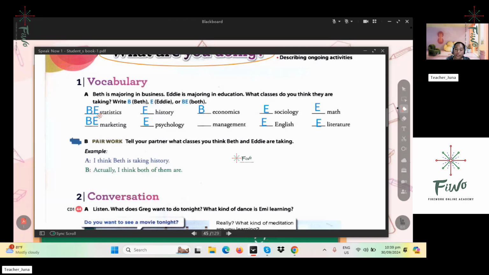Okay, your answer for this word, can you please read this one? Statistics. Again, statistics. Okay, can you please read again? Statistics. Okay, very good. So you answered here, B, E. Statistics is more on business, so the correct answer here is B. Okay, next, history. Your answer is E. Okay, history is more on education.